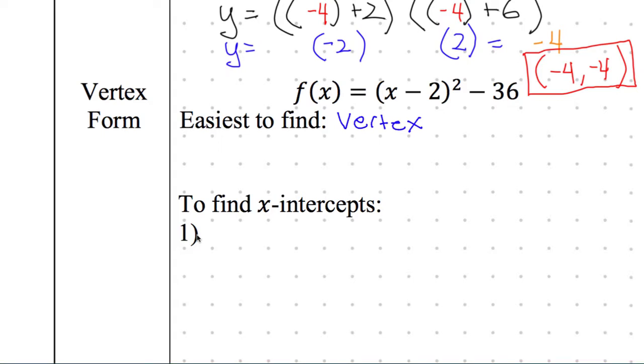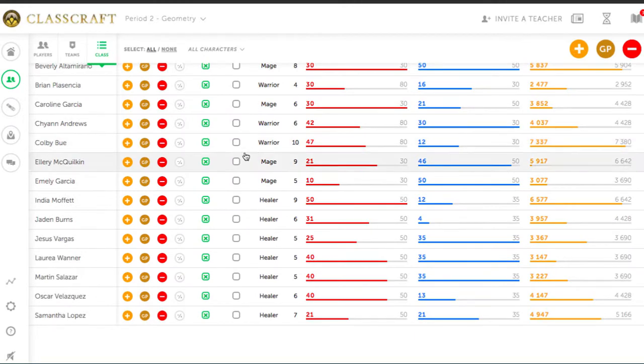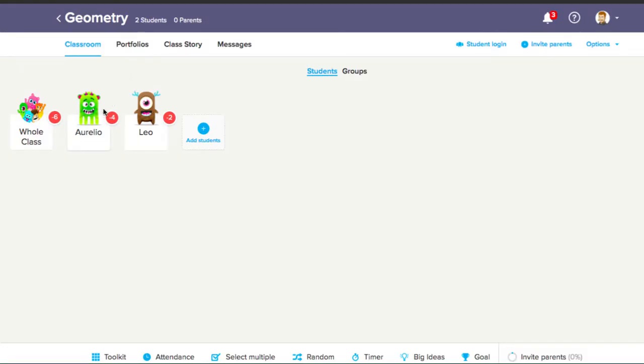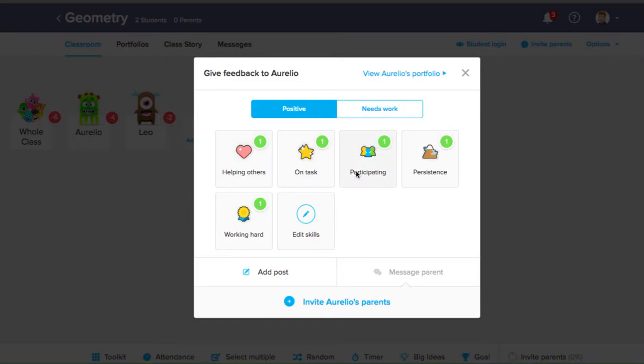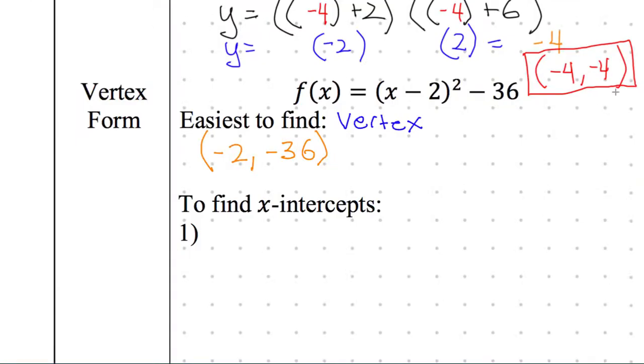You're really, really close. Let me write it down, and then we'll change it into a slightly correct answer. So Aurelio is telling us -2, comma, -36, and he's half right. -36 is the y-coordinate. His x-coordinate was a little bit off. Why is it +2? Yes, you do need to switch it. You do need to take the opposite.